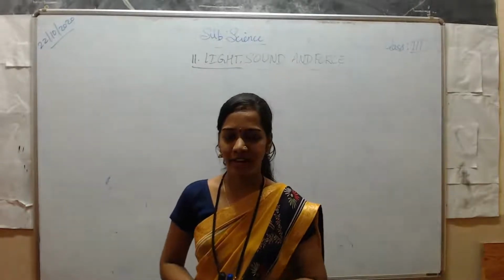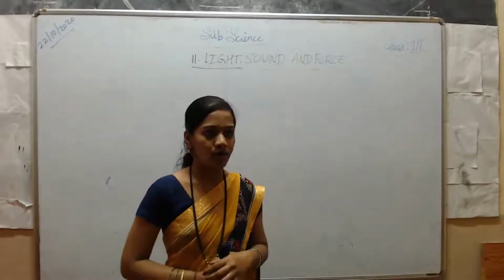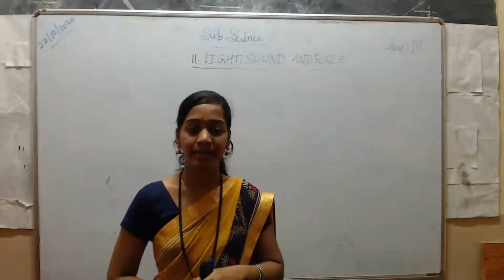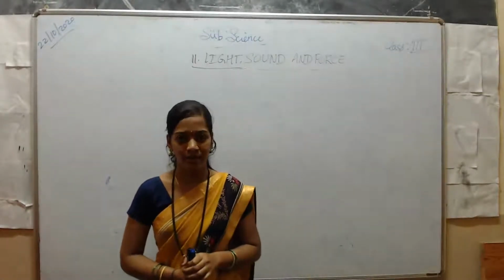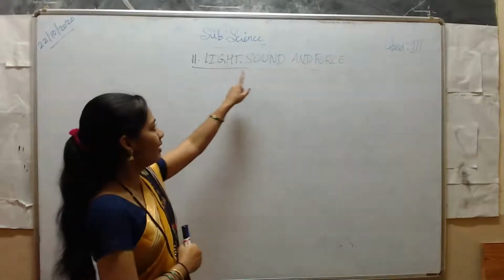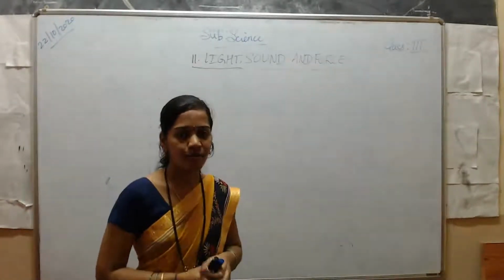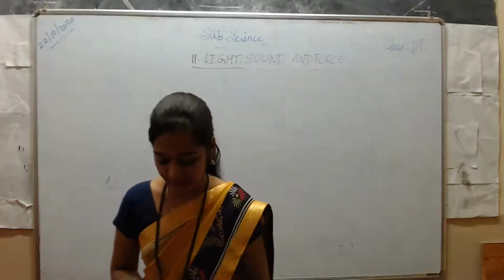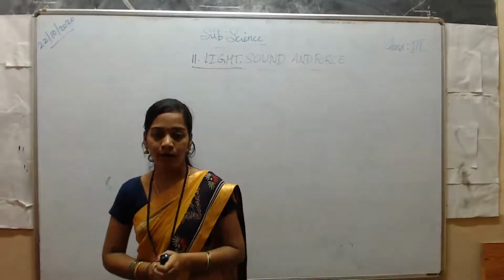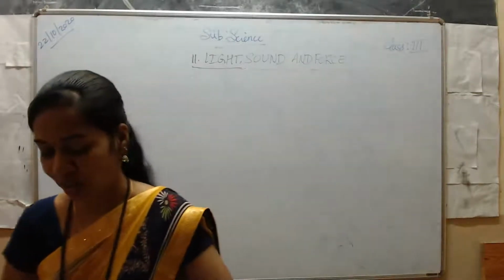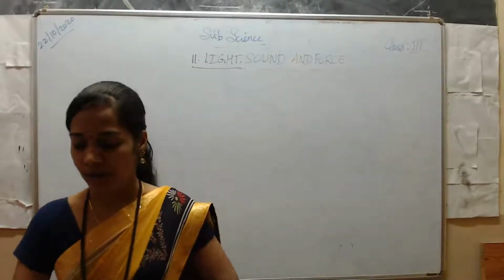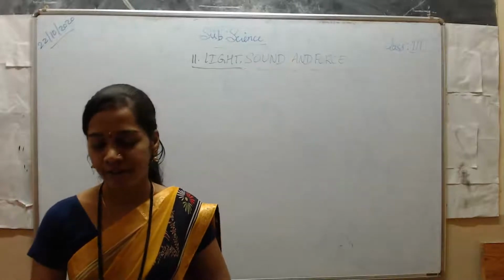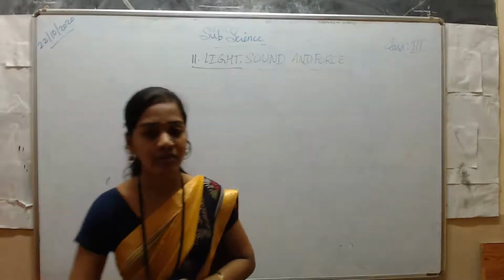So, students, we are in the science class now. In the last class, I completed the 10th chapter. Now we are going to see chapter 11, that is light, sound, and force. In this lesson, we are going to see how light travels and how an eclipse happens, and we will also study sound and force.